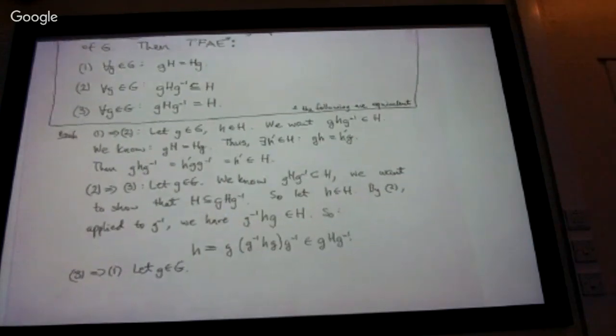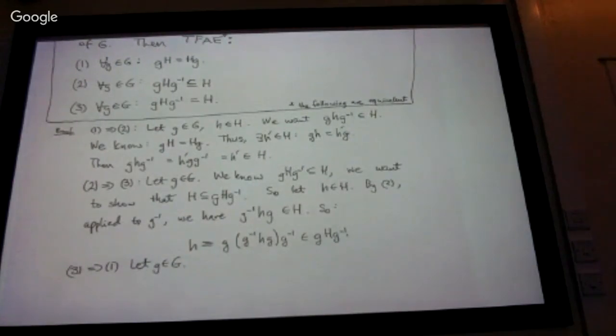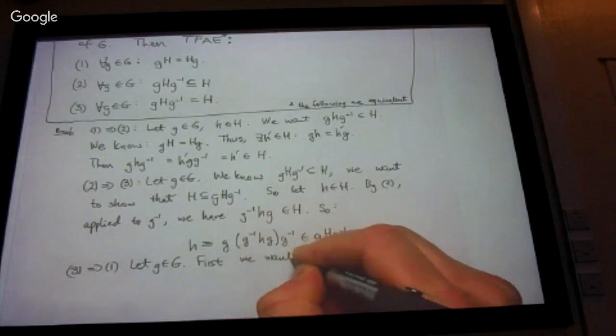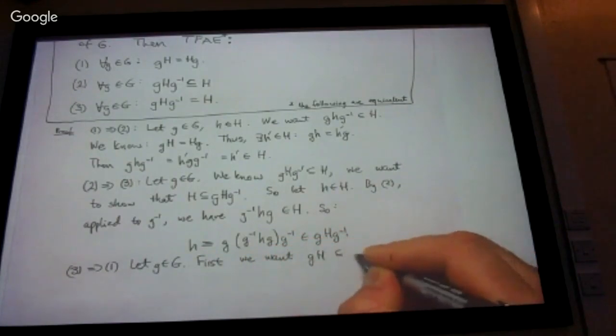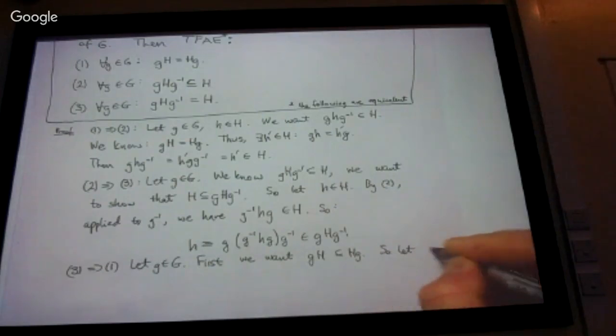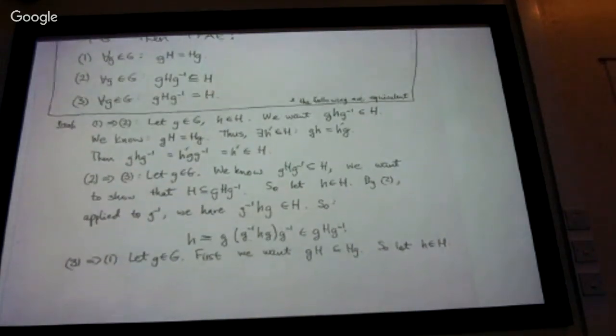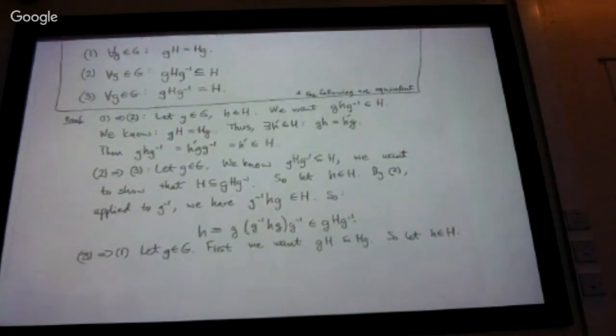So what is 1? 1 means that the left coset is the same as the right coset. One quite common way of proving that 2 sets are equal is that you show that one is a subset of the other, and the other is a subset of the one. You show them both ways, and that shows that they're equal sets. So first, we want that gH is a subset of Hg. So let h be some element of H. And we want to show that g times h, so little g times little h, is in Hg.